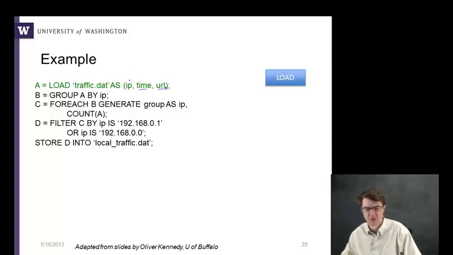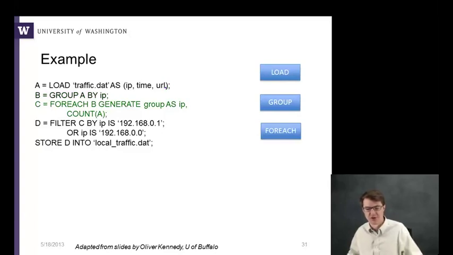Okay. And so in the first step, we load the data, and here we don't need to use the using clause to specify our own parsing function because presumably the traffic.dat is in some format that Pig already natively knows how to parse, so some sort of simple delimited format. Okay, so it's expecting to find 3 columns, and if it doesn't, it'll be an error. All right. So the second command is group, so we group A by IP address.